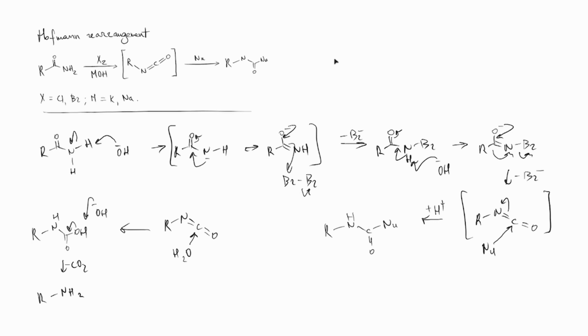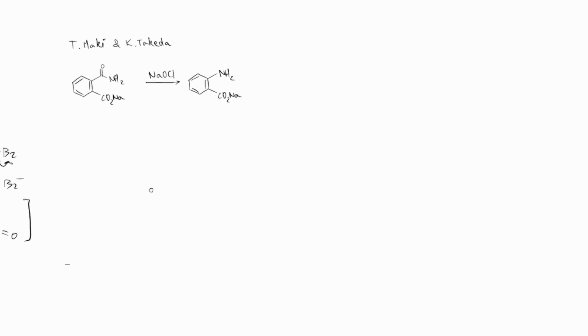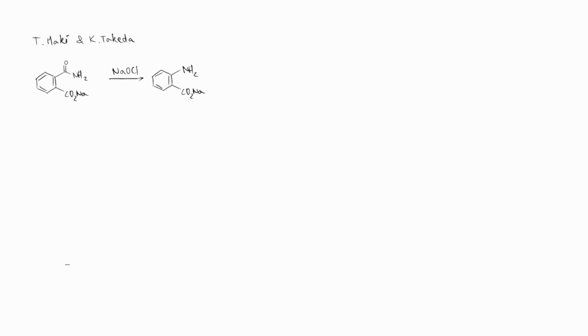And to illustrate this, I have picked out a synthesis of a compound which is depicted here. This is the sodium salt of an aromatic amino carboxylic acid. And this synthesis has been done by Maki and Takeda. Okay, let's take a look at the mechanism. So we are starting with our primary amide, and I will try to shorten the mechanism now.